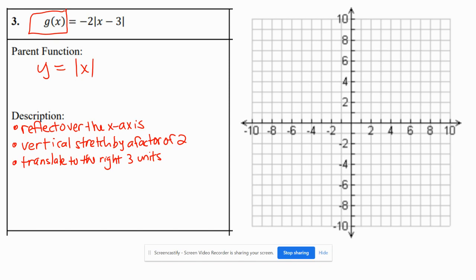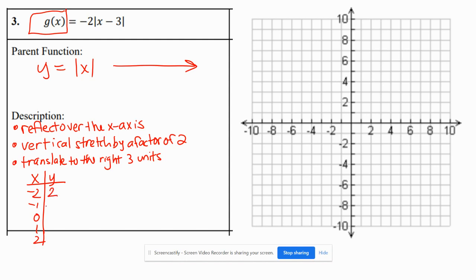So now to graph it on the right, what I strongly suggest is that we graph the parent function first. So I would probably use, like we did in class, keep it down to about 5 values. So -2, -1, 0, 1, and +2. If we take the absolute value of -2, we'll get a +2.